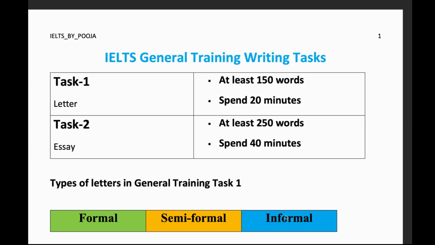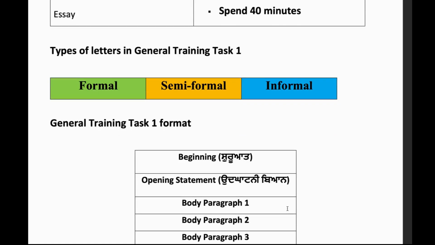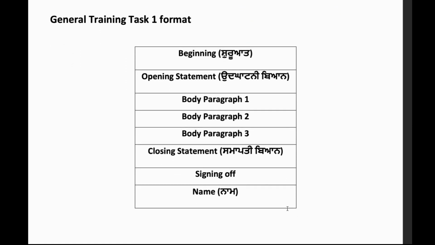So without wasting our time, let's see what structure we should follow to write Task 1 of General IELTS. Before we begin, let us know how many types of letters there are in General Training Task 1. There are basically 3 letters: formal, semi-formal and informal. Before I explain each letter in detail, kindly take a screenshot of this. This is the exact structure format we are going to follow while writing our Task 1.